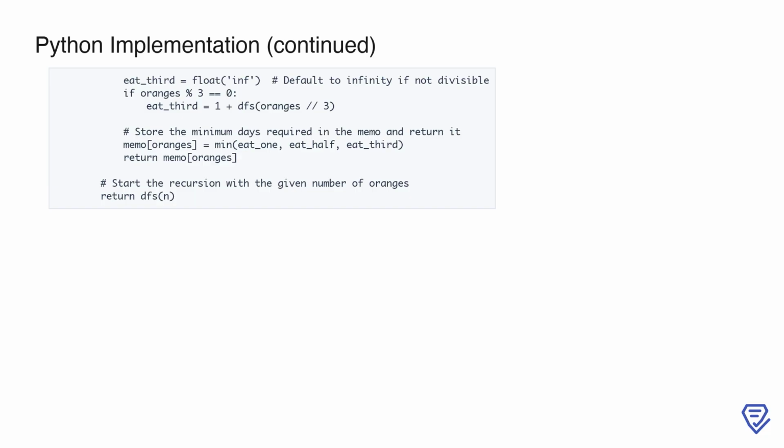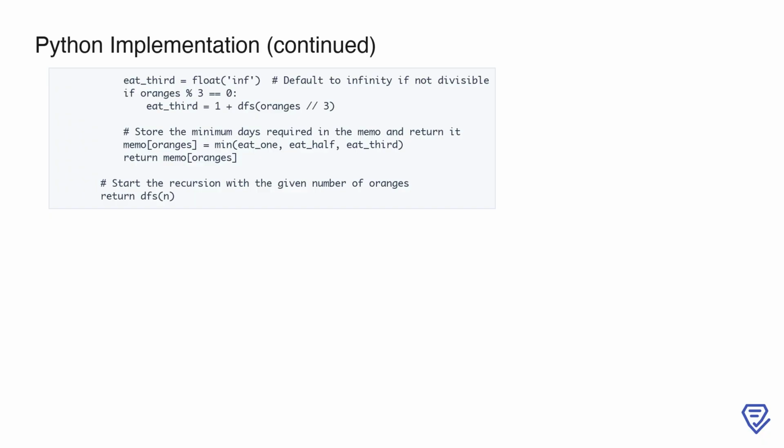If divisible, we calculate the number of days required by dividing the oranges by 3 and adding 1 day for this operation. If it's not divisible by 3, we set the result for this case to infinity. Once we've evaluated all three options, eating 1 orange, dividing by 2, and dividing by 3, we determine the minimum days required among these options using Python's min function.